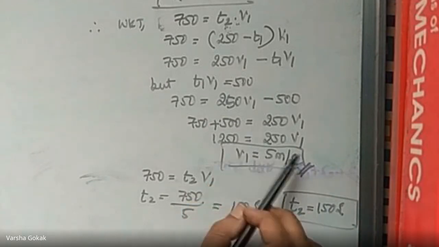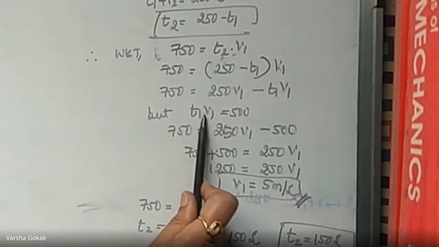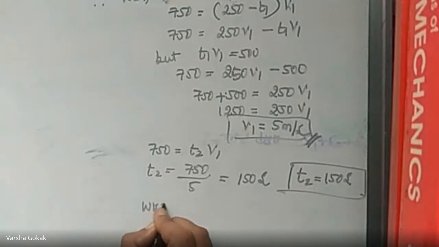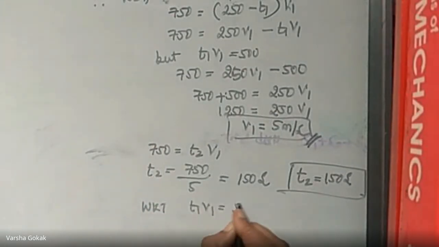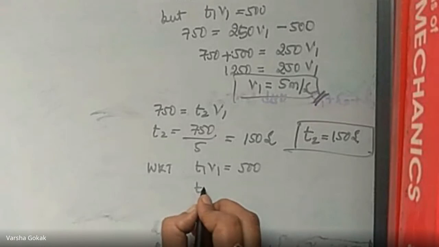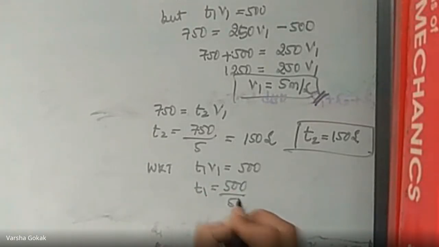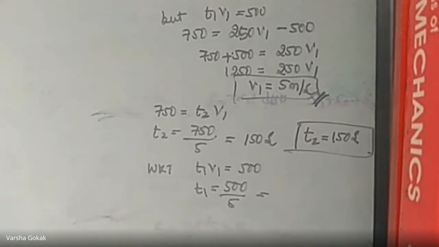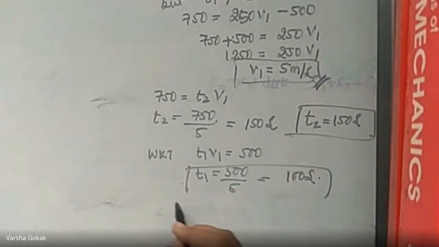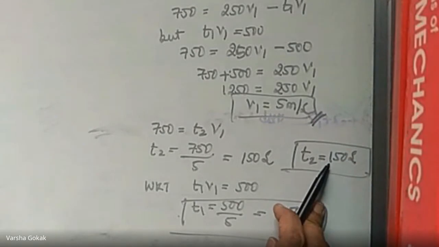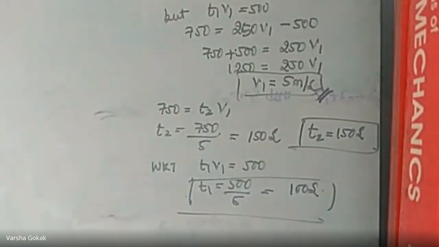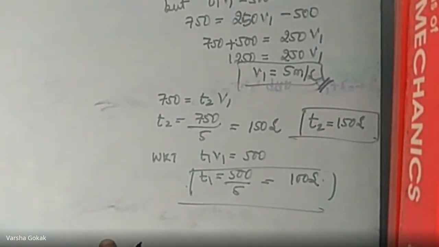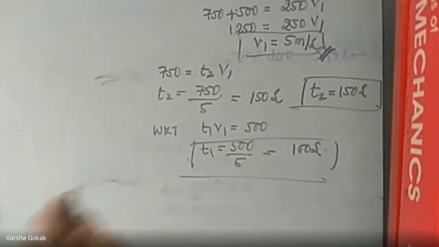Great. Then I have one more condition. We know that T1 V1 equals 500. So I can substitute here. T1 becomes 500 divided by 5, because V1 is 5. So what would be the T1 value? 100. So we got all three: T3 was given, T1 and T2 are found, and the total time was given. So this is done. Now we have to find the acceleration.